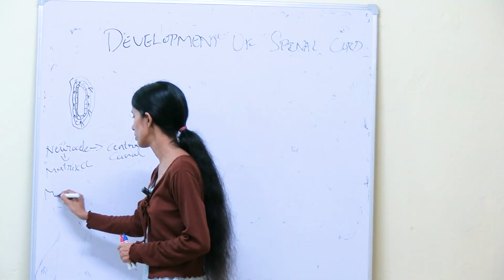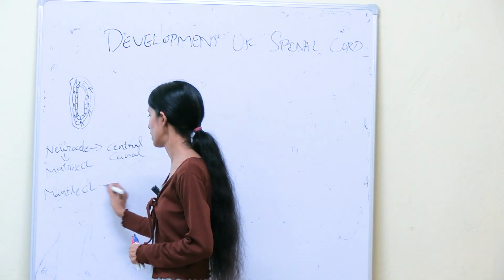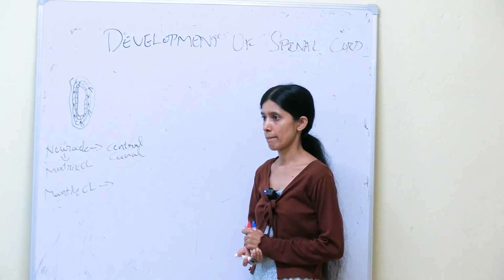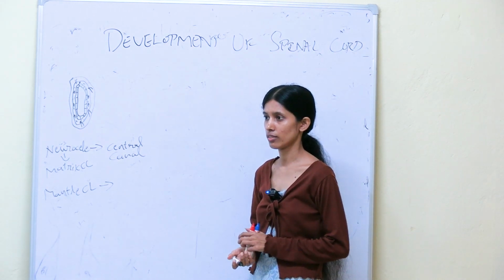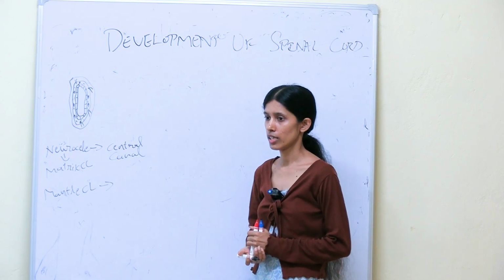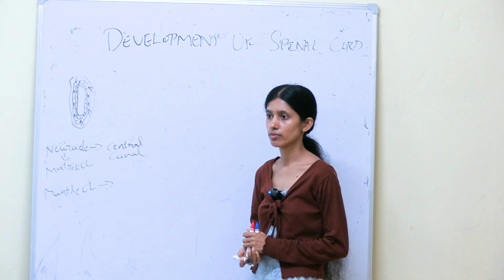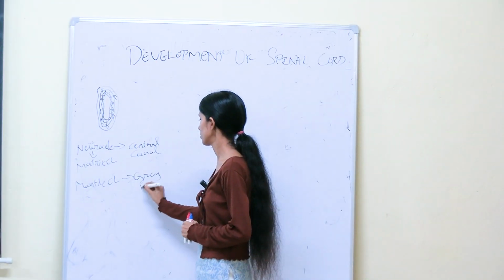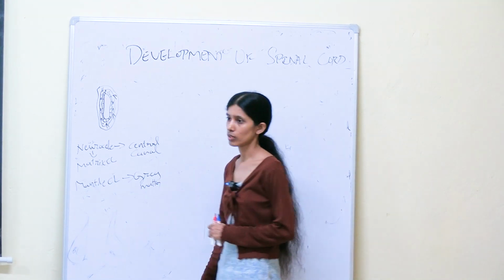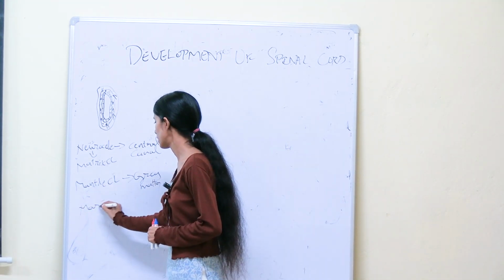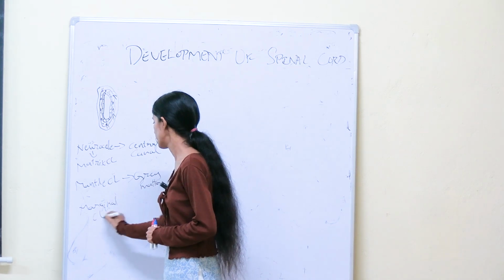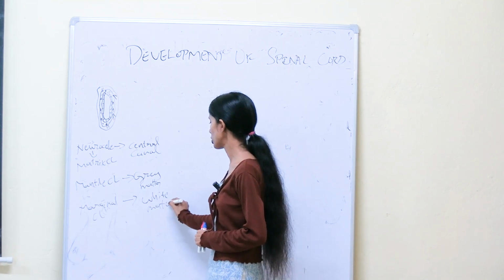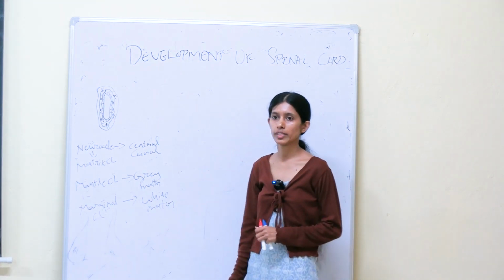What is the next layer? Mantle cell layer. So this will give rise to your grey matter. And the marginal cell layer, that is the outermost layer, will give rise to your white matter. This is how the formation of your spinal cord takes place.